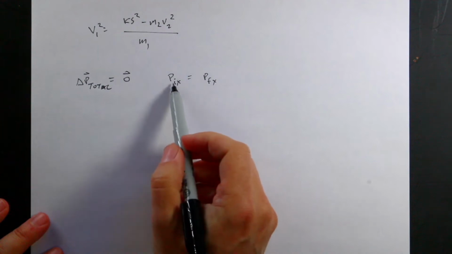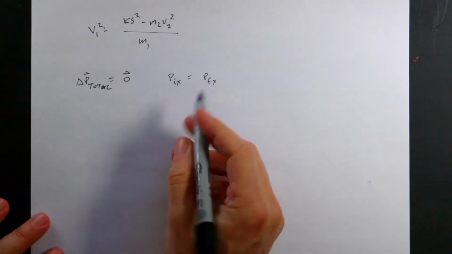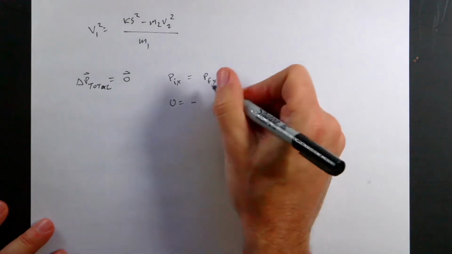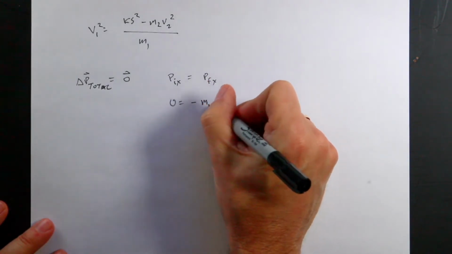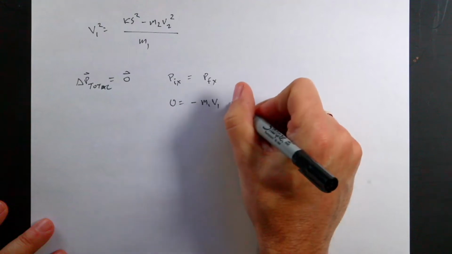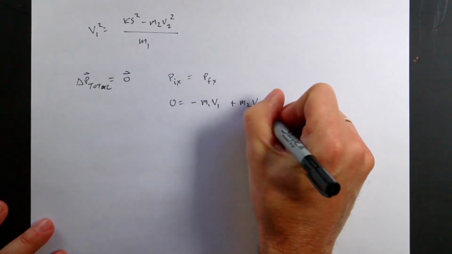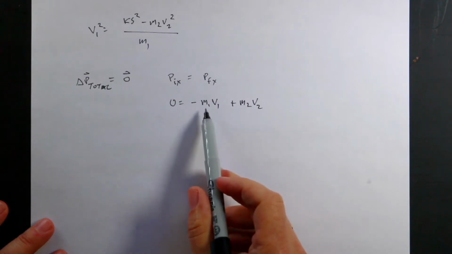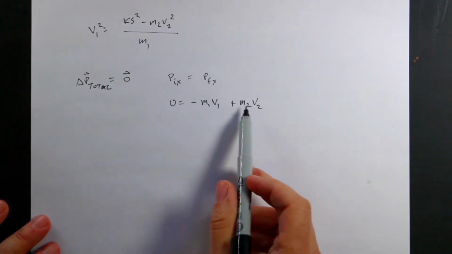So I can say p initial x equals p final x. The initial momentum is going to be 0, and the final momentum in the x direction is going to be negative m1 v1 plus m2 v2, right, because this one's going in the negative direction. I do need to consider the direction, and that's that.